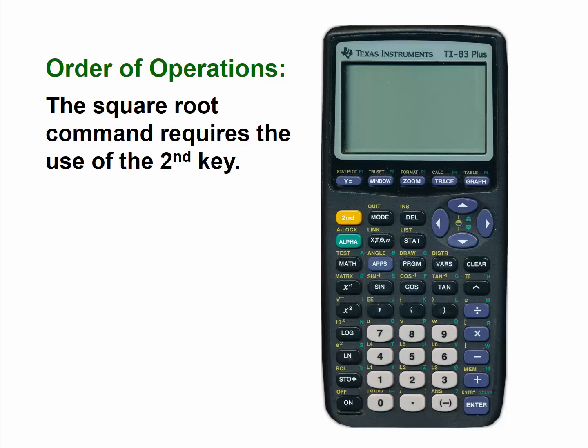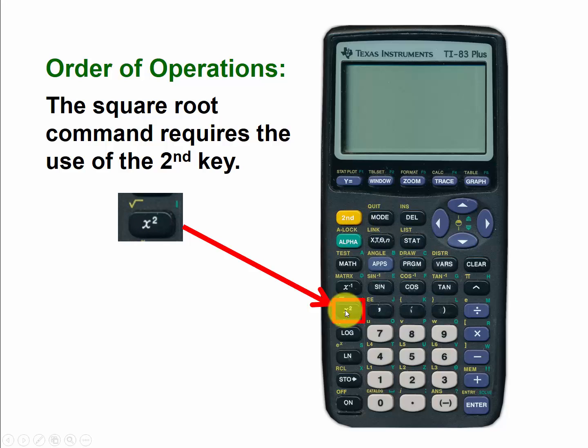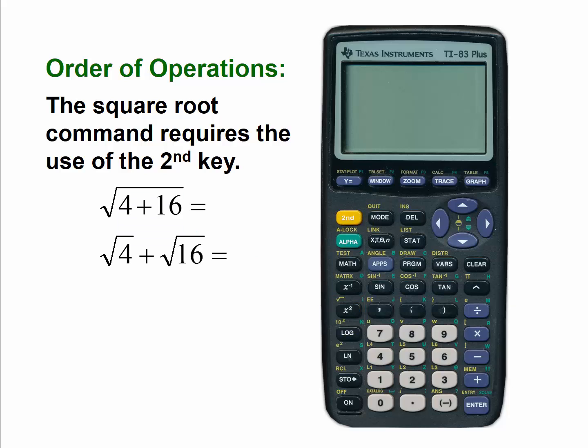The square root command requires the use of the second key. So if we look right above the x squared, this is the square root key. So we have to press second and x squared to get to the square root key. So we have these two examples, the square root of 4 plus 16, and then we have the square root of 4 plus the square root of 16.